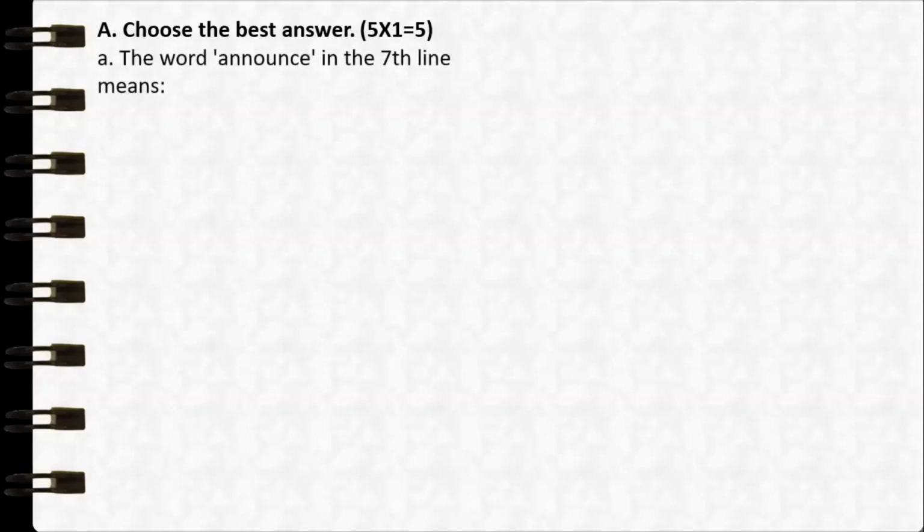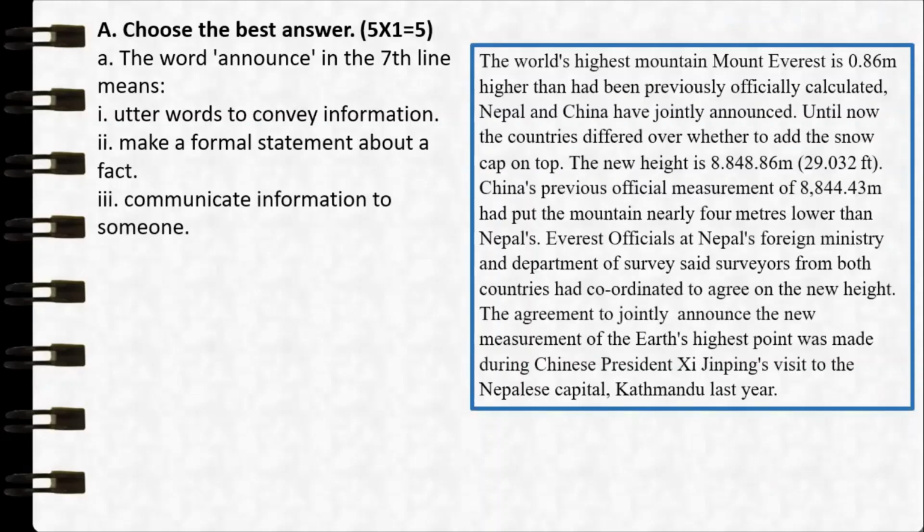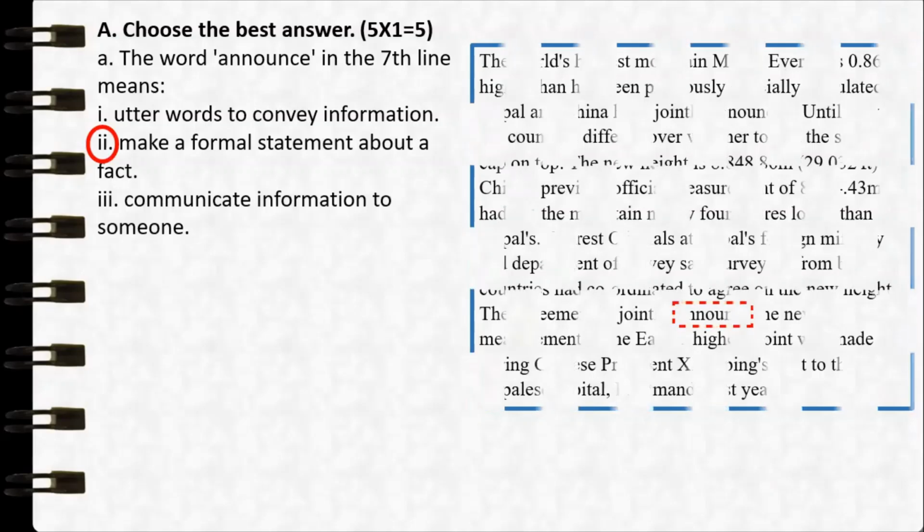Question number 1, choose the best answer. Question number 1 from the passage is a synonym, antonym type of question. Each question has 3 options, out of which one is obviously the right answer. First, you find that word in the passage and try to make sense of what it means. Let's say, the word announced in the 7th line means, and here you have 3 options. When you see the word in the passage, and when you read it in the context of the passage, the correct answer is 2. Make a formal statement about a fact.